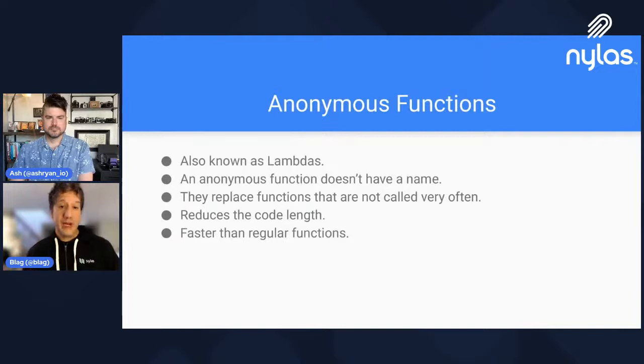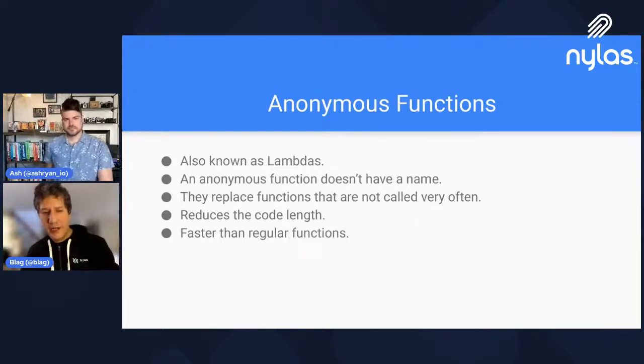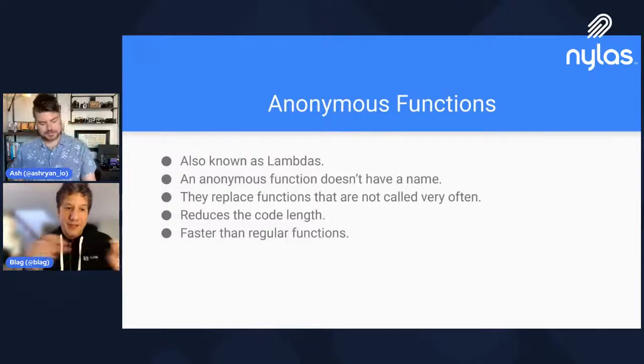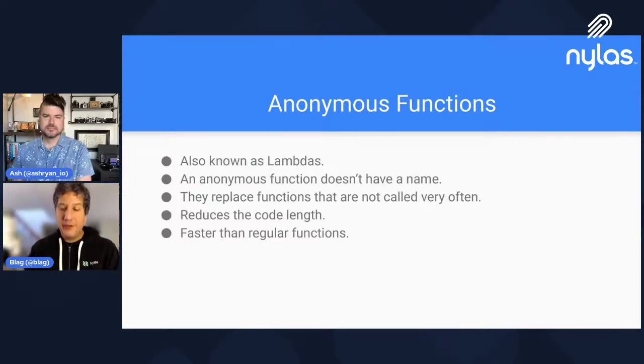We also have anonymous functions, or lambdas, which we know we can use in JavaScript and in Python. An anonymous function doesn't have a name. They replace functions that are not called very often. Obviously, it reduces the length of the code, and they're faster than regular functions, because usually you declare a function and then you need to call it. Anonymous functions are mostly inline, so you can just call them in one line and do exactly the same thing. So they're pretty useful.